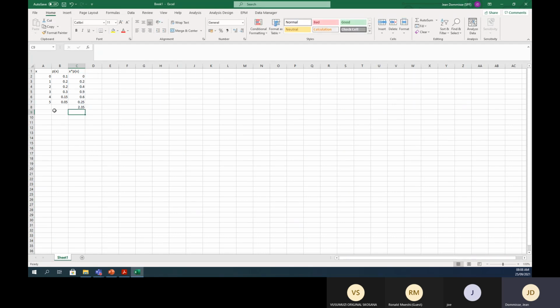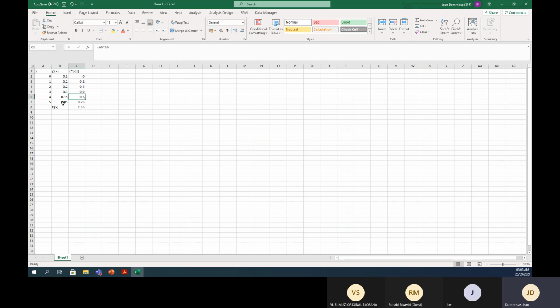Okay, so if we work out the expected value of x, that is basically, like I showed, that times that, which for this one is 0. That times that gives you the 0.2. That times that will give you 0.4. That times that will give you 0.9. That times that will give you the 0.6.